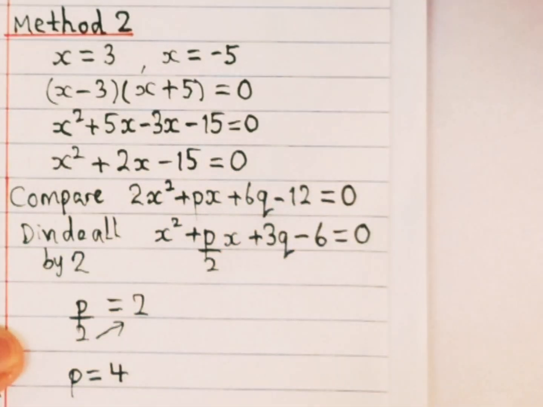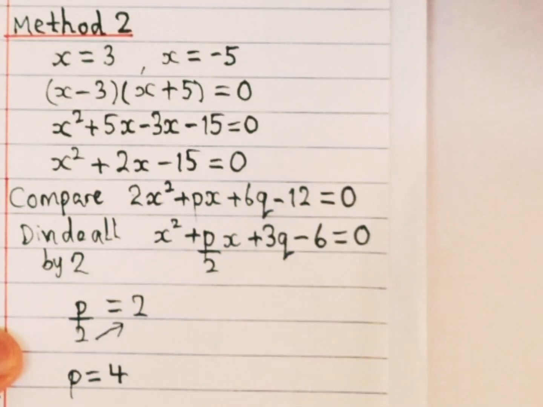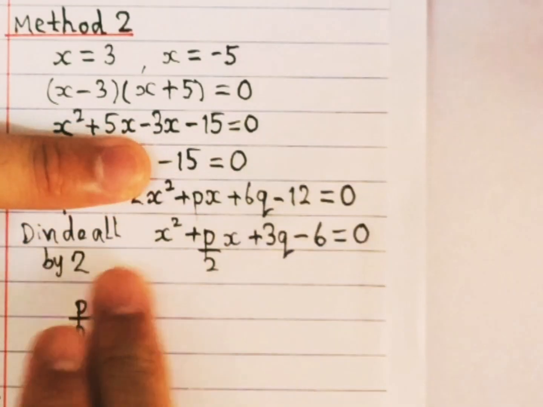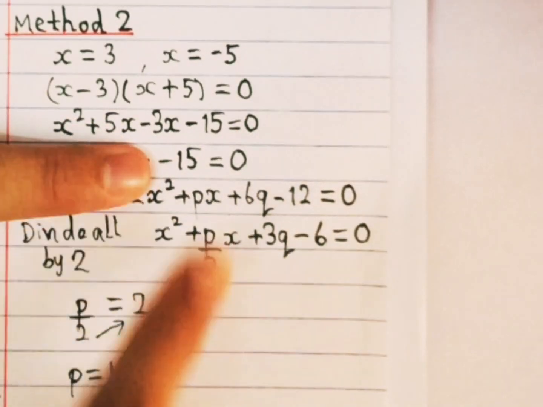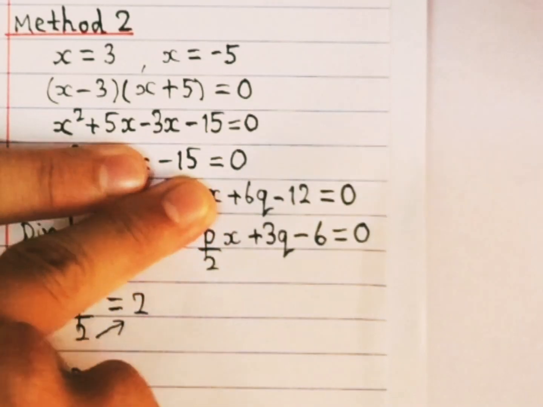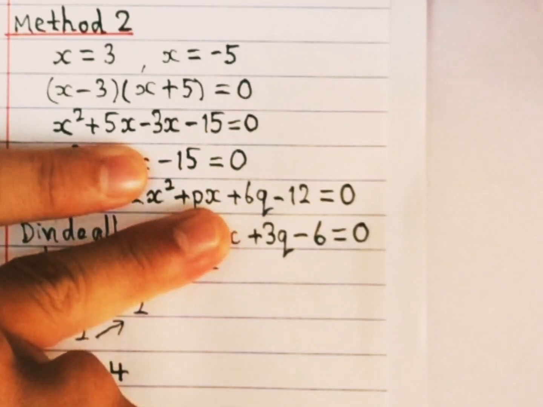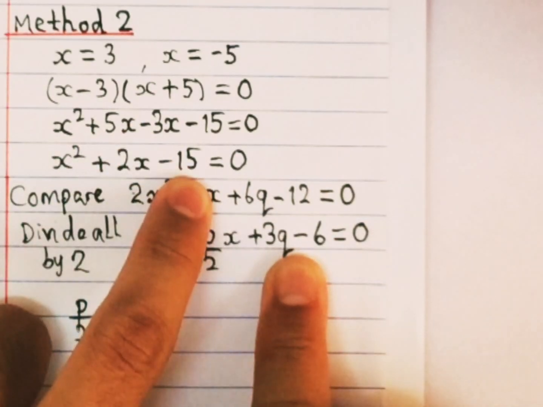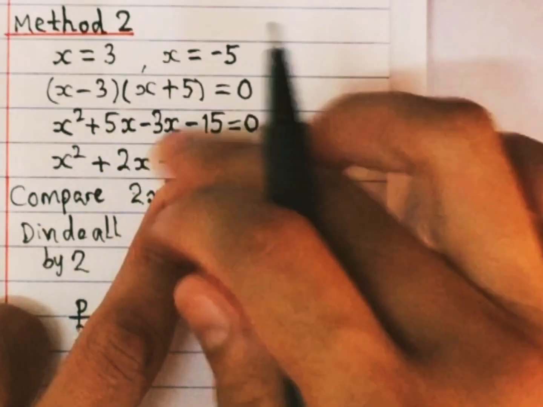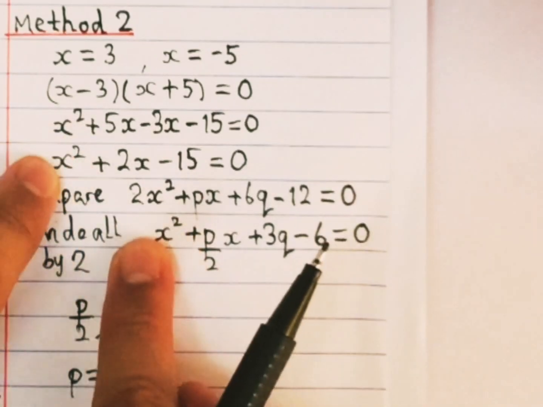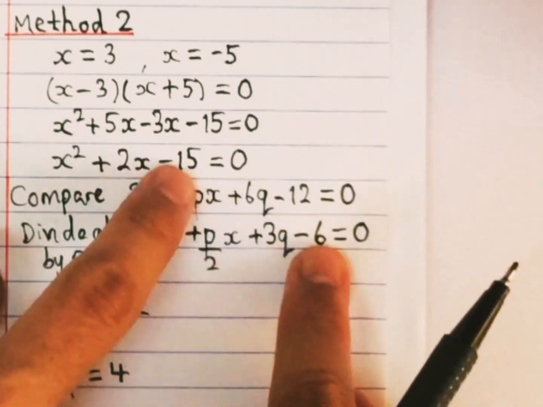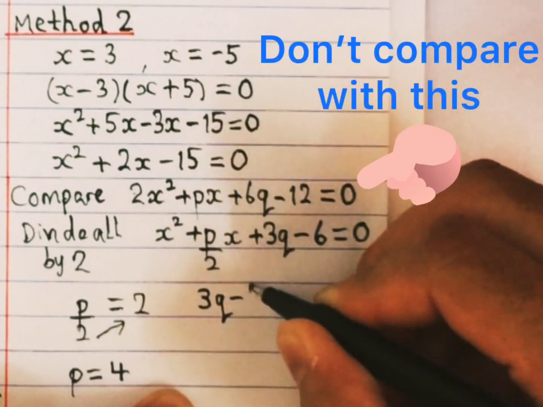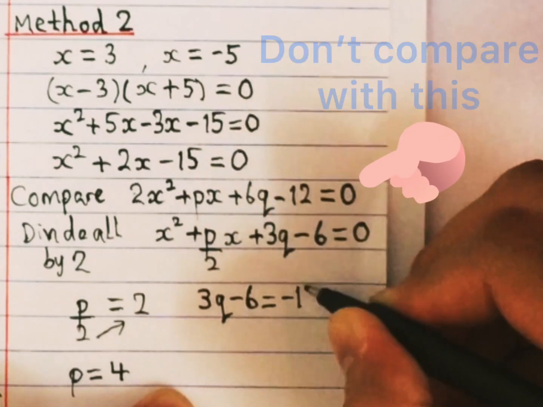And then if you compare with the other one, which is the one without x, let me cover for you. So 3q minus 6 and negative 15 will be equal, because these two will be equal and these two will be equal, so these two must be equal to this number. So we're going to equate that. So we have 3q minus 6 equals negative 15. We're going to solve this one.